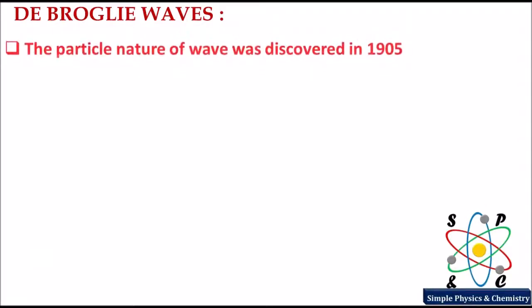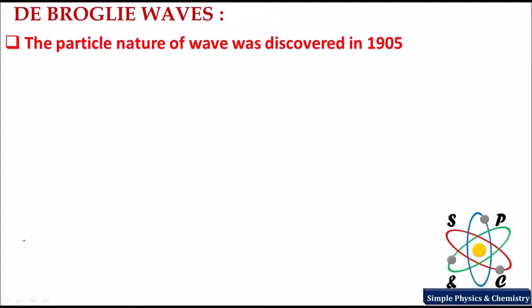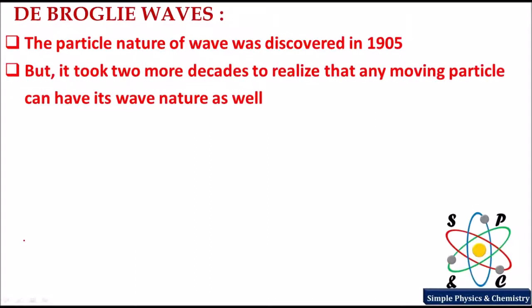So the first point is that we know that the particle nature of waves was discovered in 1905. That is by Einstein during the photoelectric effect. He showed that a wave, that is light, can have its particle nature. But after that it took almost 20 years to realize that any moving particle can also have wave nature. That is, a particle has its nature as wave also.